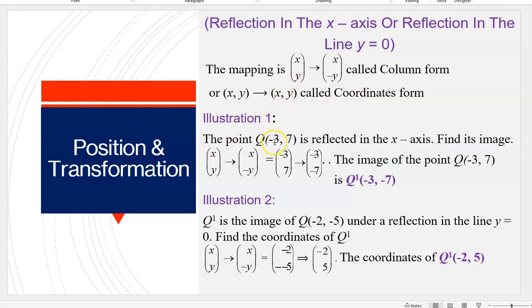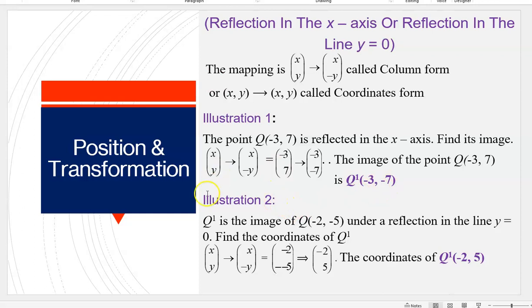Illustration 1. The point Q(-3, 7) is reflected in the x-axis. Find its image. So this is the mapping. We are going to substitute negative 3 and positive 7 into the mapping. And so (-3, 7) maps to (-3, -7). Negative 3 in the question is here. And this is positive y, but y is now negative. So we have (-3, -7). Therefore, the image of the point Q(-3, 7) is Q1(-3, -7).